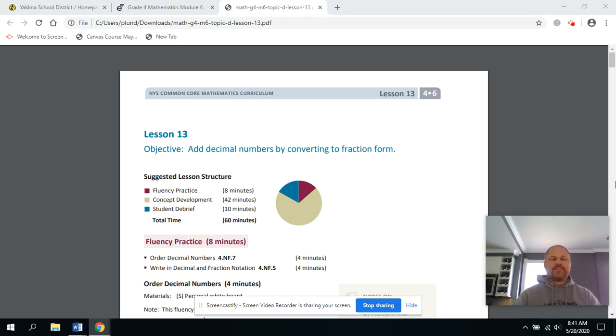We're almost done with the decimals, and this is just one page today, so we should be able to knock it out real quickly. The objective is to add decimal numbers by converting to fraction form. We should know how to do that, but let's get some practice in, okay?